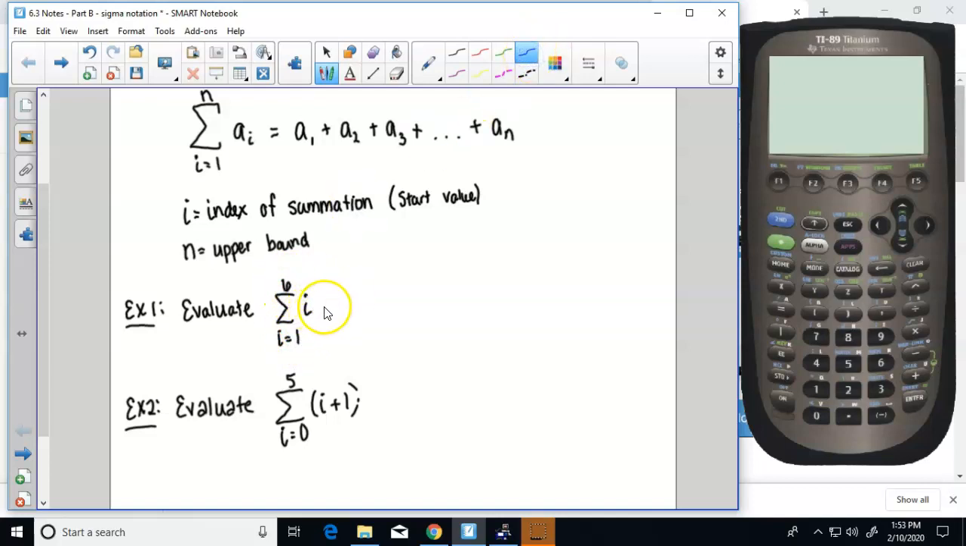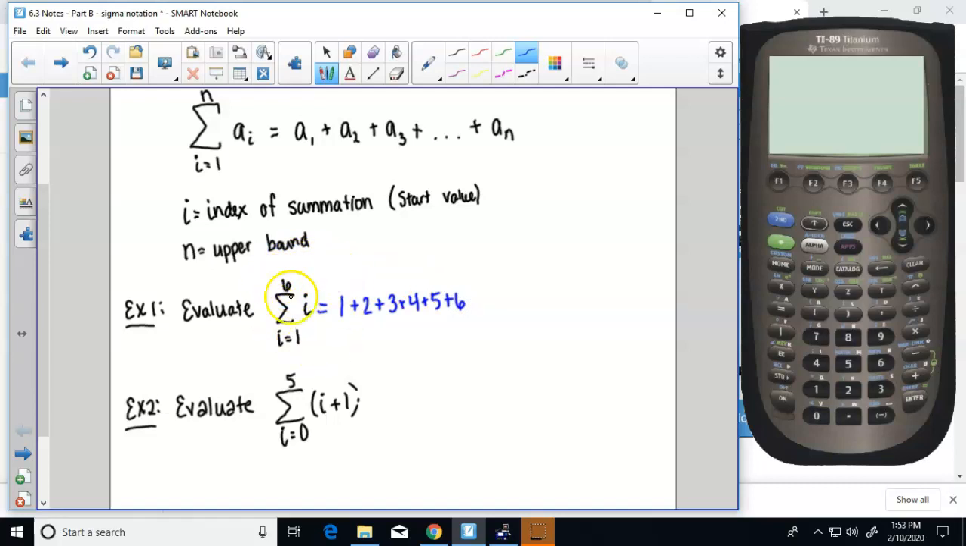What this will look like is you take 1 and plug it in for I right here, which in this case just gives you 1. Then you do that with the next integer, 2. Plug it in for I, and add it to the 1 that we have. Then we'll plug in 3, 4, 5, and 6, and we will stop there because that is our upper bound for this summation.